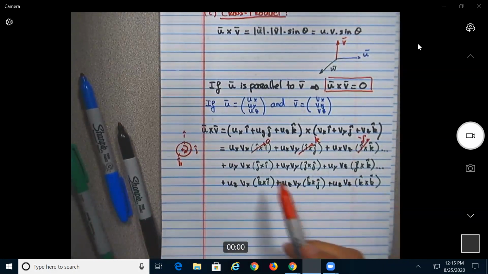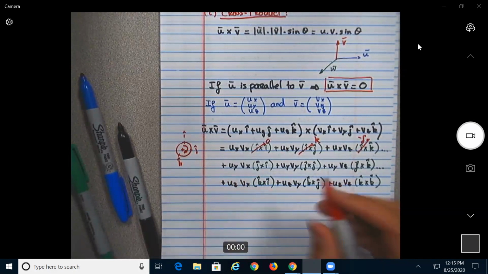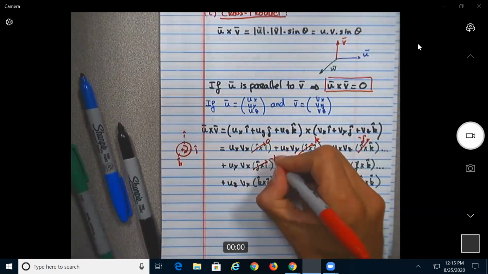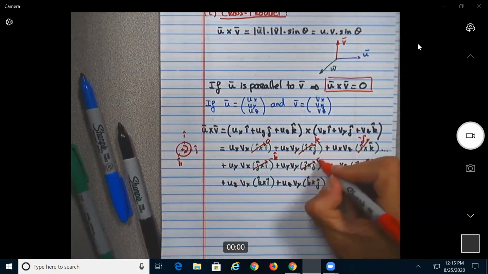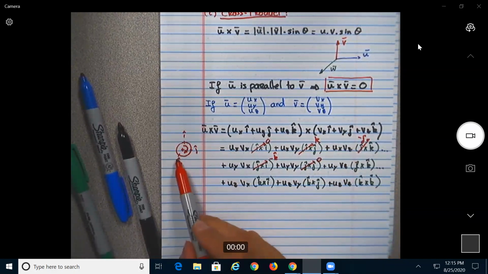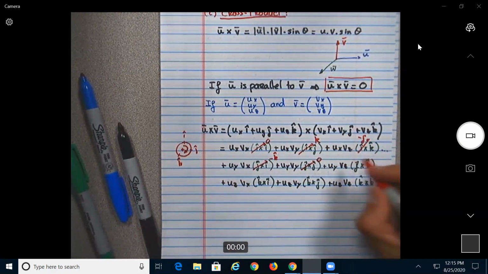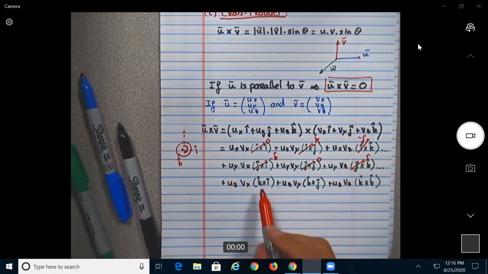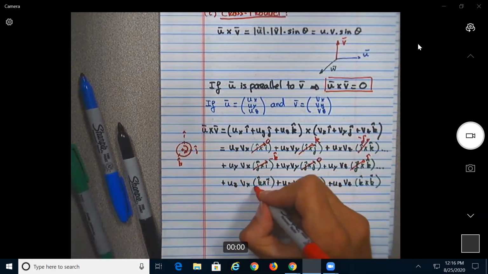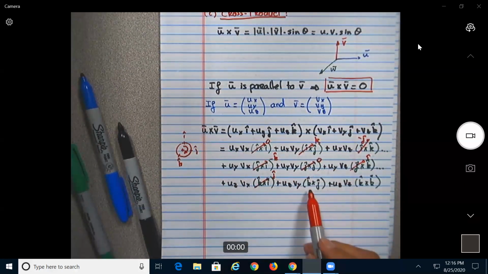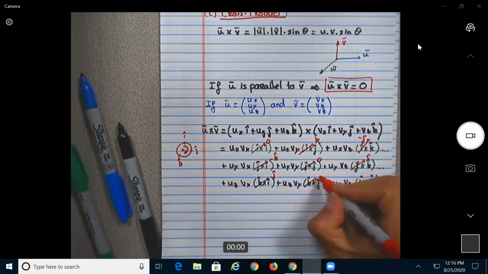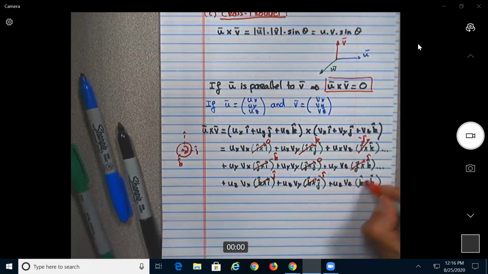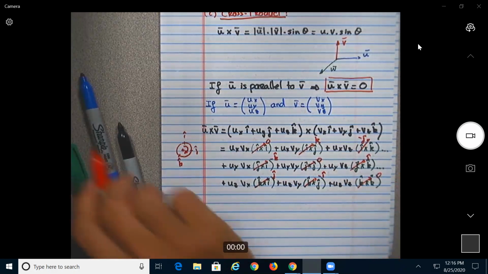So let's do this one. So the J cross I will give you what? Negative K. J cross J, 0. J cross K will give you I. K cross I will give you J. K cross J will give you minus I. And K cross K will give you 0.